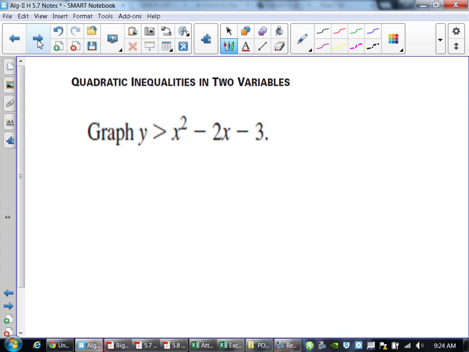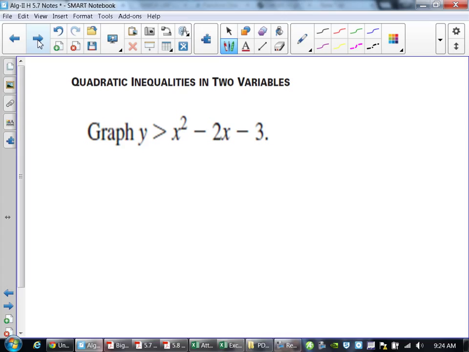Because what I'm hoping you guys are going to be able to pick up on is how to identify your vertex, your axis of symmetry, and what direction things are going, and utilize that symmetry to plot points on a parabola. Because if you do that, it's such a fast, efficient way of graphing. Okay?